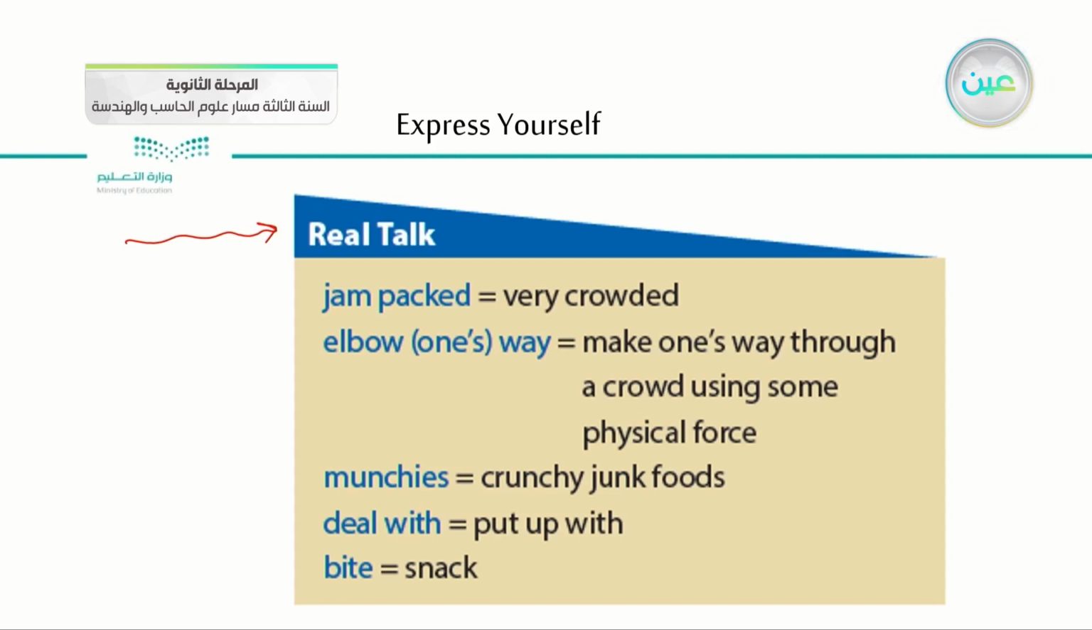They had to elbow their ways. They are using their elbows. So it means make one's way through a crowd using some physical force. So we are using, or he is using, a physical force, so it is not easy to walk through the crowd.